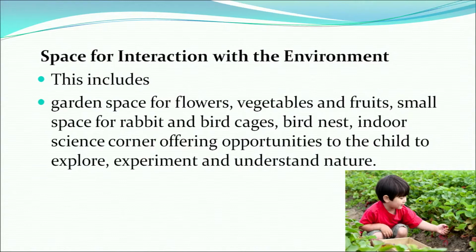Now, what kind of an environment should be there outside? It includes the garden space for flowers, vegetables, fruits, small space for rabbits and bird cages, bird nests, indoor science corners, offering opportunities to the child to explore, experiment and understand nature.